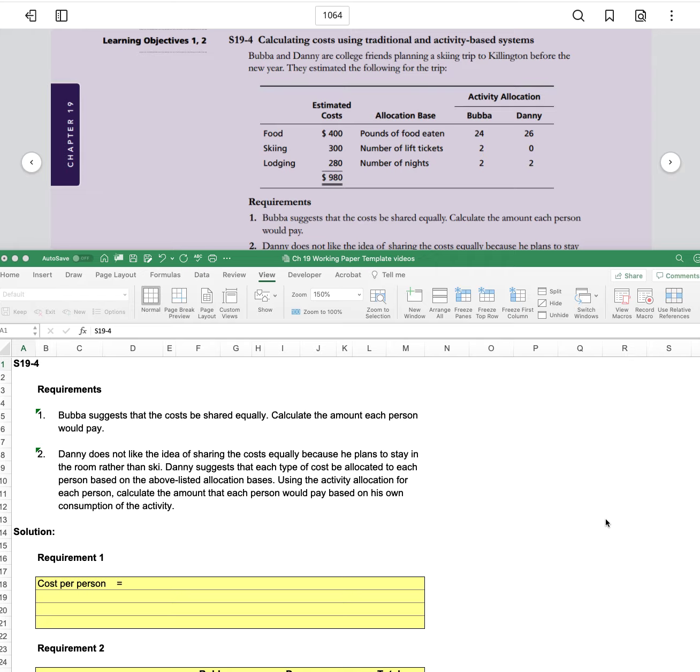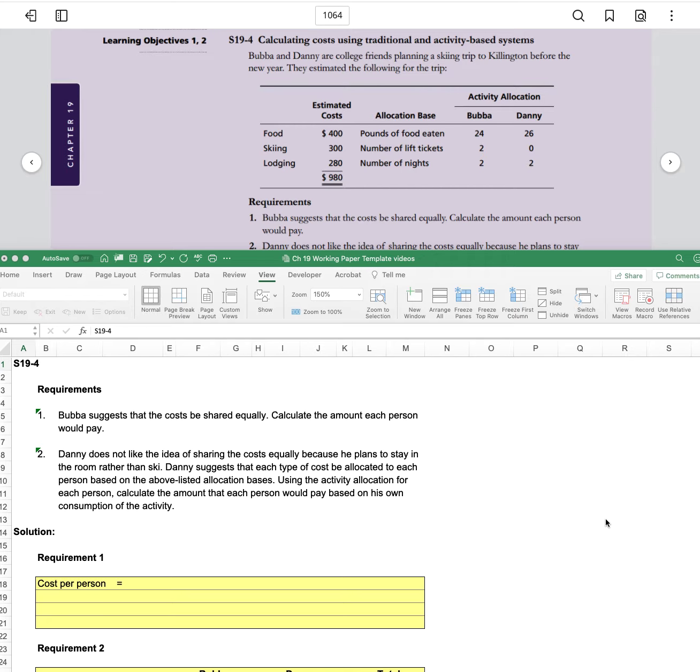costs using a traditional as well as activity-based system. Bubba and Danny, college friends, are planning a skiing trip to Killington before the new year. They estimated the following for the trip: food, skiing, and lodging for a total cost of $980.